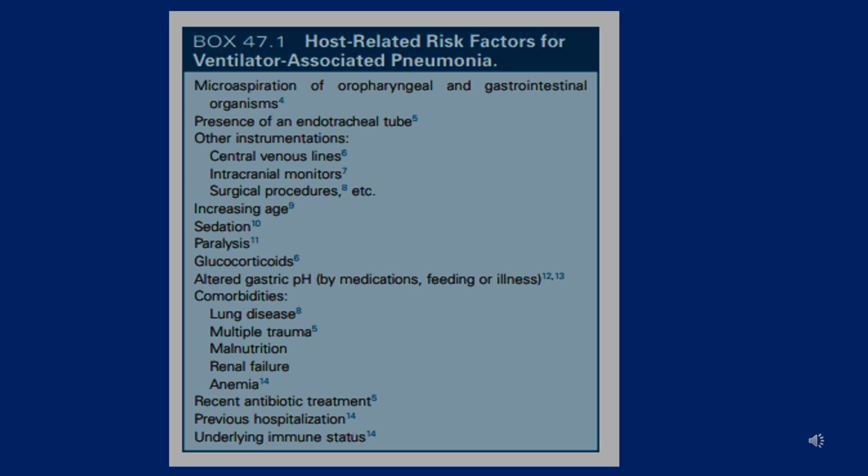5. Increasing age. 6. Sedation. 7. Paralysis. 8. Glucocorticoids. 9. Altered gastric pH, by medications, feeding or illness. 10. Comorbidities, such as lung disease, multiple trauma, malnutrition, renal failure, and anemia. 11. Recent antibiotic treatment. 12. Previous hospitalization. And 13. Underlying immune status.